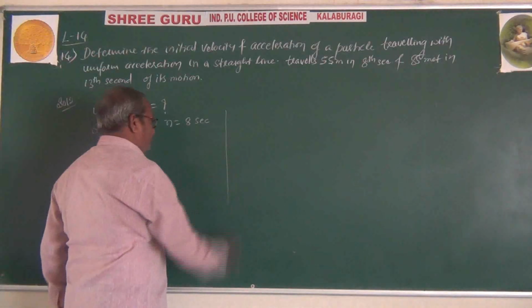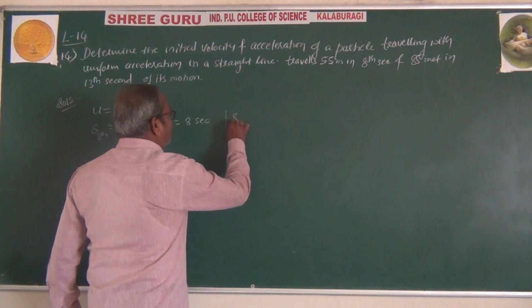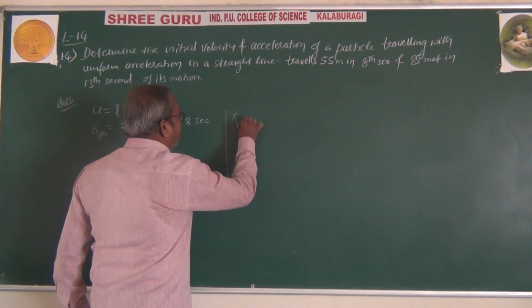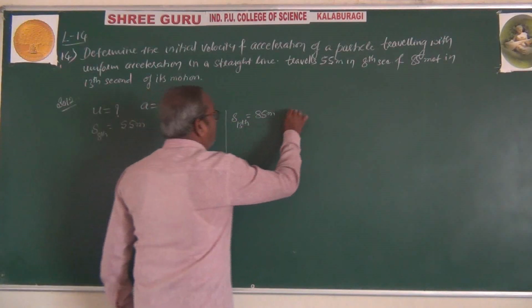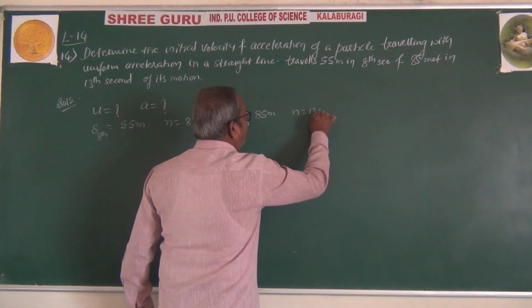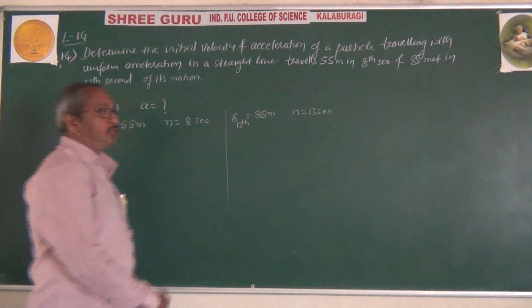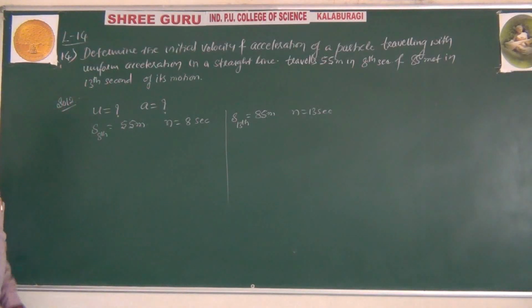Similarly here, distance traveled in the 13th second is 85 meters. And here n equal to 13 seconds. So now we have to find out one is u and another is a.